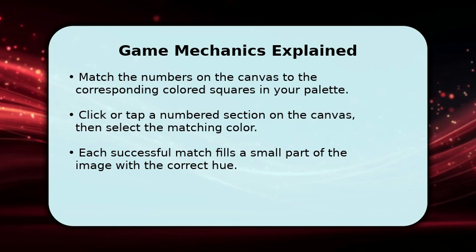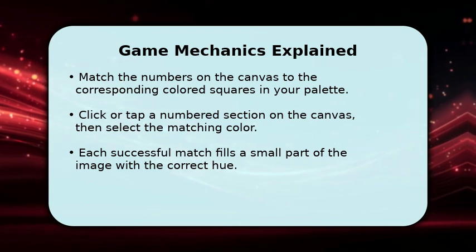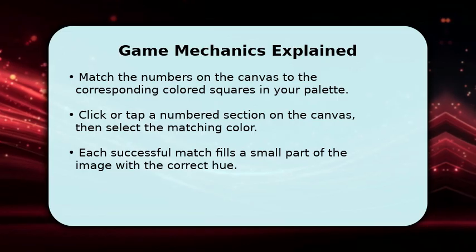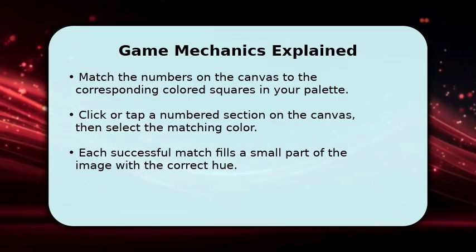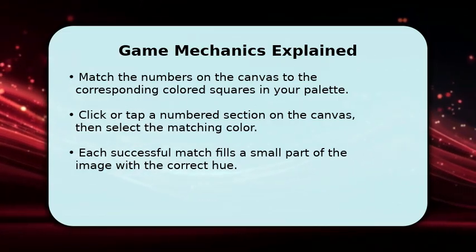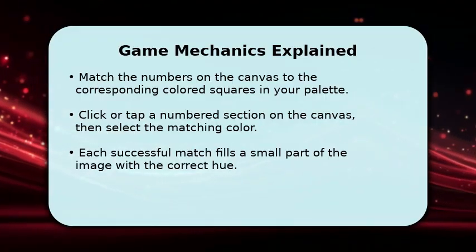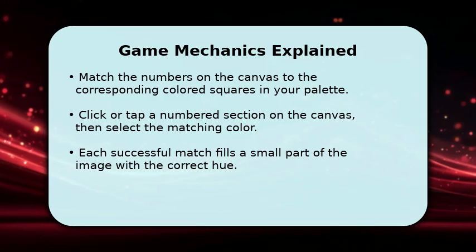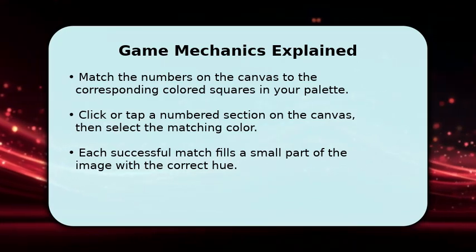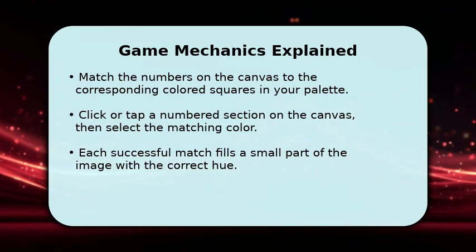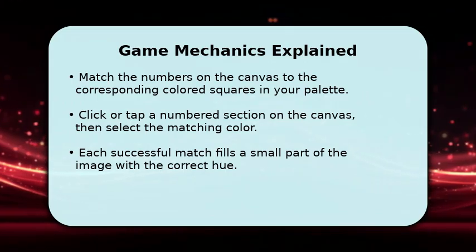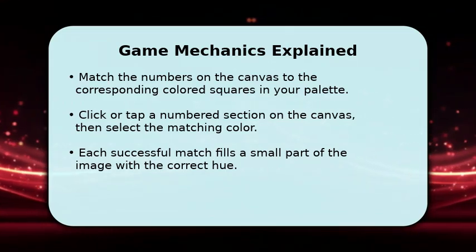Your screen will display a color palette, usually at the bottom or side, showing various colors, each assigned a number. Your task is to match these numbers with the numbers on the blank sections of your image. Simply click or tap a numbered area on the canvas, then select the corresponding numbered color from your palette. With each correct selection, that small section of your picture will instantly fill with the chosen color.